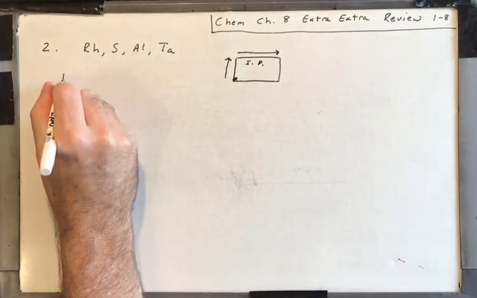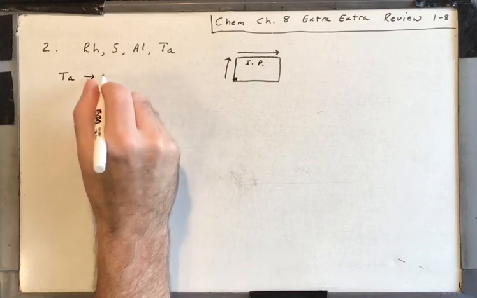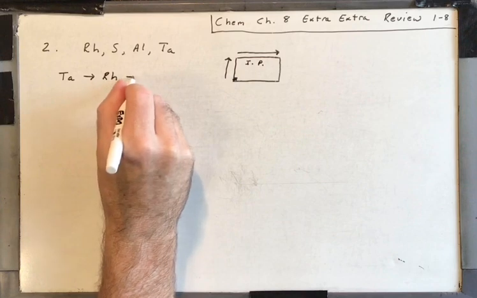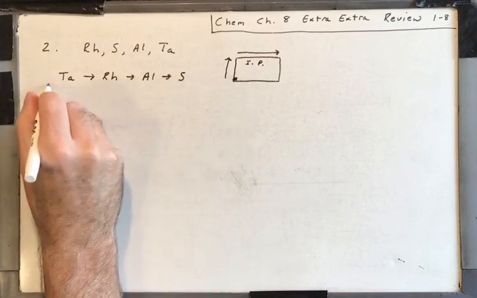So if you could write it out like this on the test, it would help me. Tantalum, then rhodium, then aluminum, then sulfur.